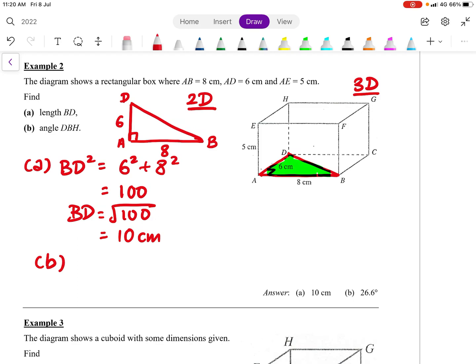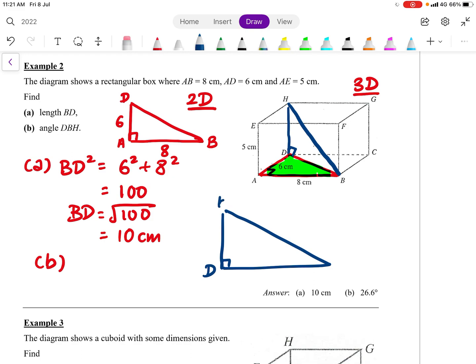Part B. I want to find angle DBH. DBH. Maybe I'll try using a different color. DBH. So I will need this. DBH. So I'll focus on triangle DBH. Which angle is the right angle triangle? At D, right? Here. So let me draw out the two-dimension figure.